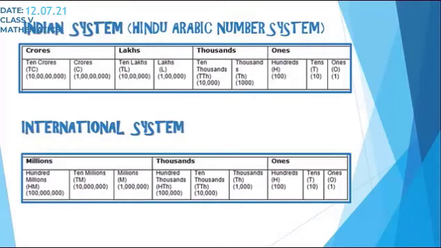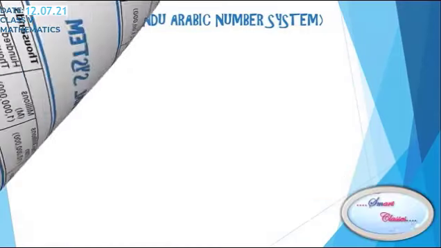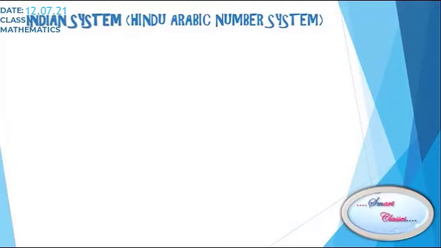In the same way, international system also consists of 3 periods: ones, thousands, and millions. Ones consists of 3 parts: ones, tens, hundreds. Thousands consists of 3 parts: thousands, 10,000s, 100,000s. Millions consists of 3 parts: millions, 10 millions, and 100 millions. So these are the 2 number systems which we usually use to write numbers.